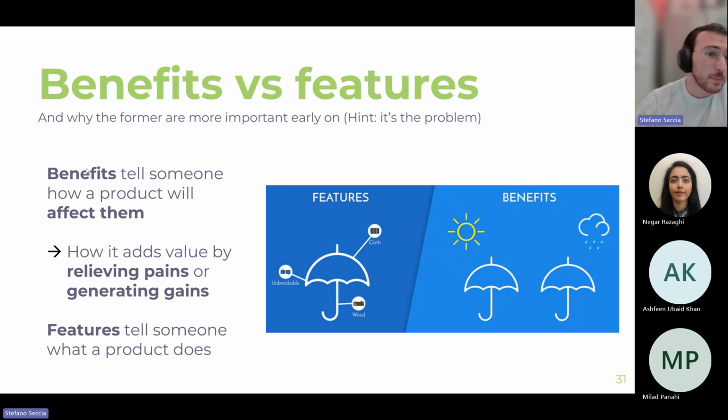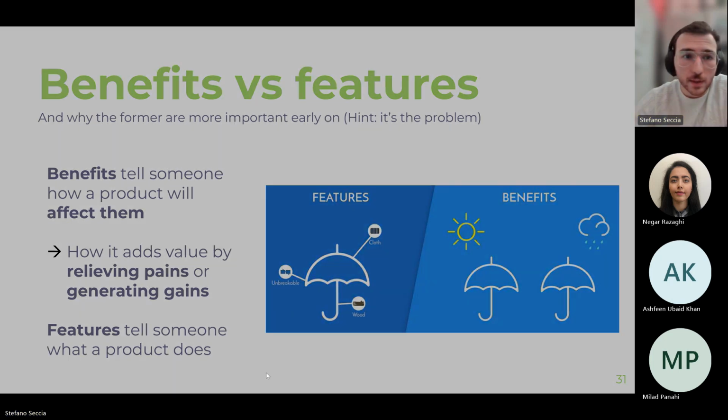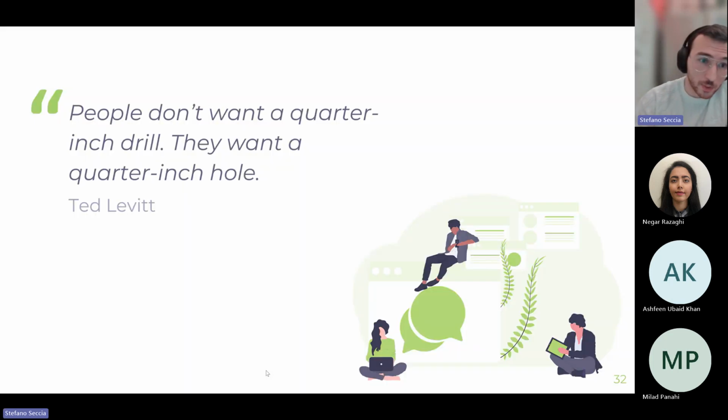Basically, benefits tell someone how a product will affect them, whereas features tell someone what the product does and what they're interested in solving a problem they have. So in the benefits, same quote as before. People don't want a quarter-inch drill; they want a quarter-inch hole. So you'll understand that if we put it into practice, then a venture that's designing a new drill head has to consider, I don't know, tape or nails or hooks as potential competitors because they can solve the same pain. They can provide the same benefit.